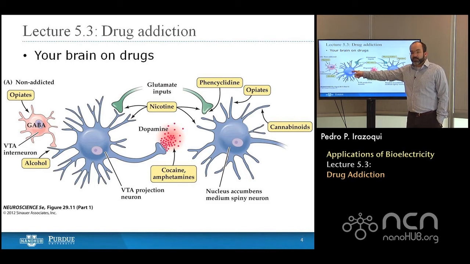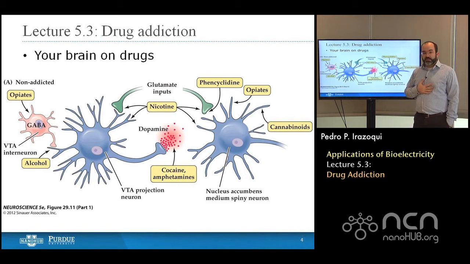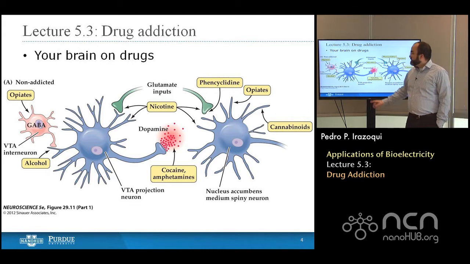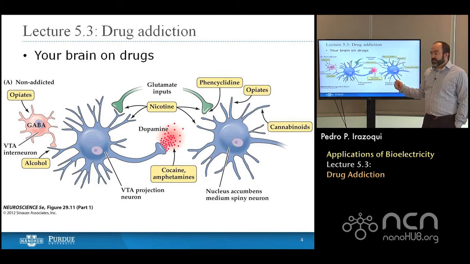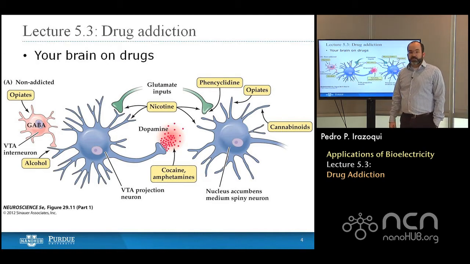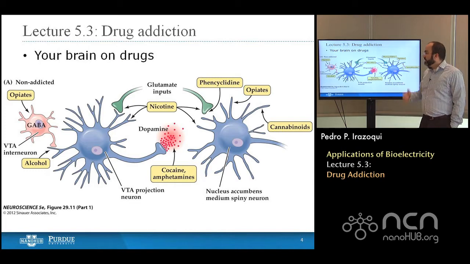you have a dopamine release between the VTA, the ventral tegmental area, ventral meaning towards the front, tegmental meaning towards the top area, and the nucleus accumbens in the striatum. Furthermore, in the ventral tegmental area, you have interneurons, which act by releasing GABA on the projecting neurons out of the VTA, and GABA, if you recall, is the primary inhibitory neurotransmitter of the brain.